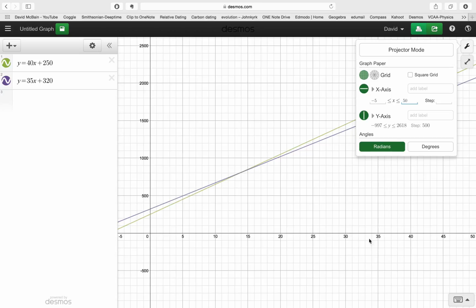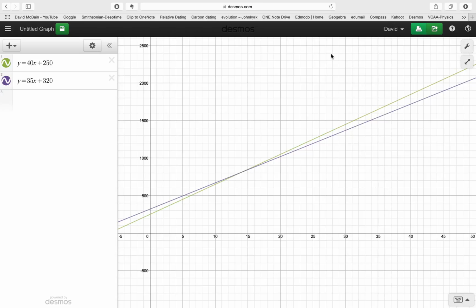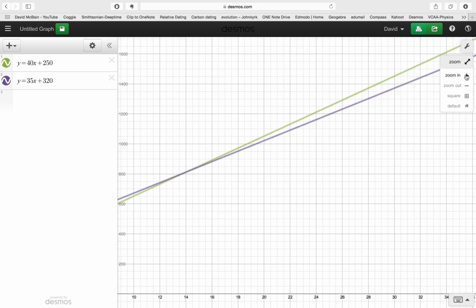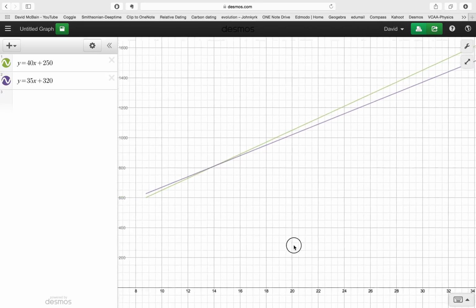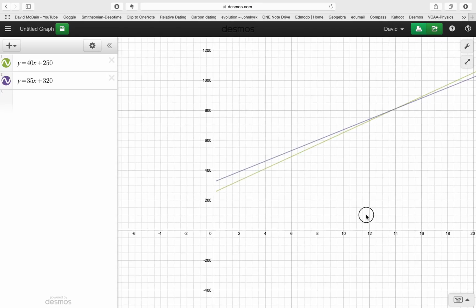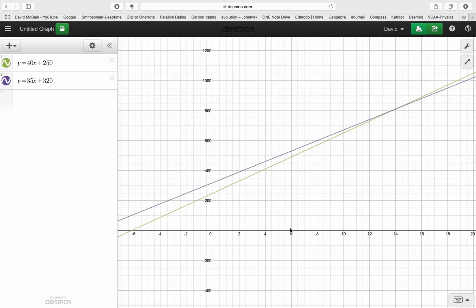Now that's looking a bit better. Okay, so we'll go with that. And we'll probably now zoom in a bit. Zoom in. Okay, so look at this. The purple equation. So the green equation was our first one.